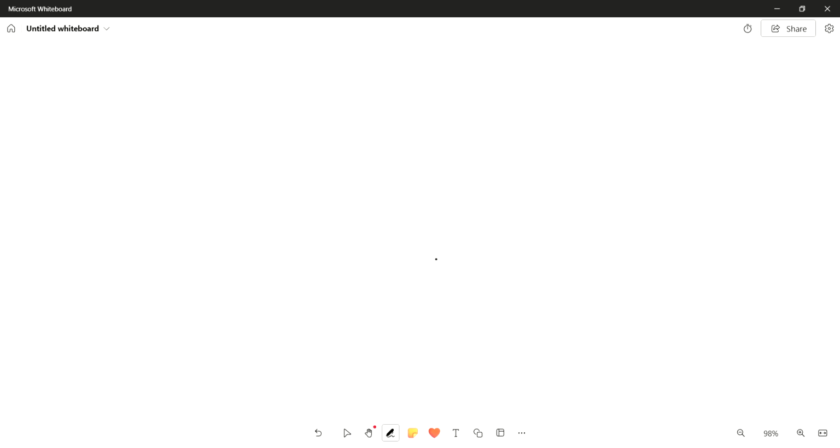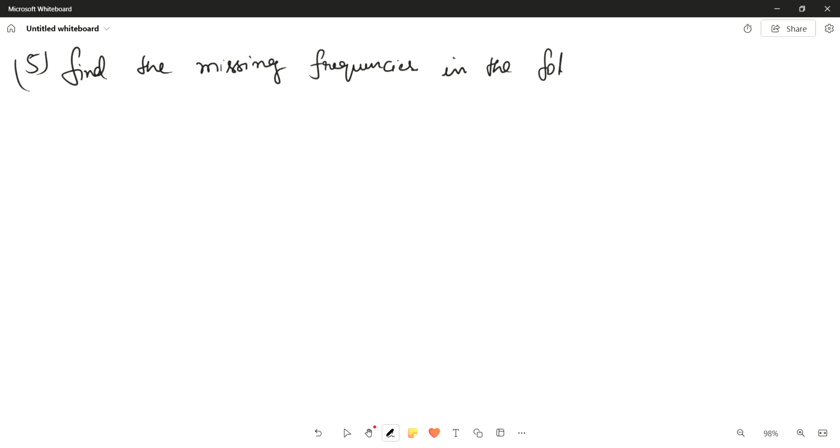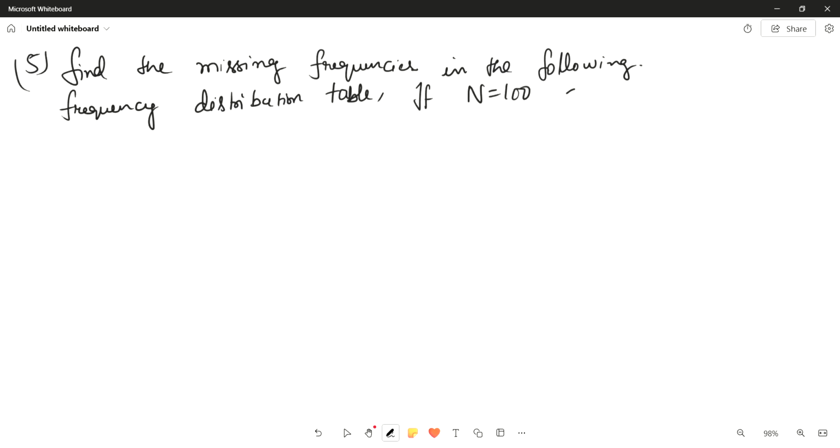Next question, write down. Find the missing frequencies in the following frequency distribution table, if n is equal to 100 and median is 32. This is an exam question, 2013.